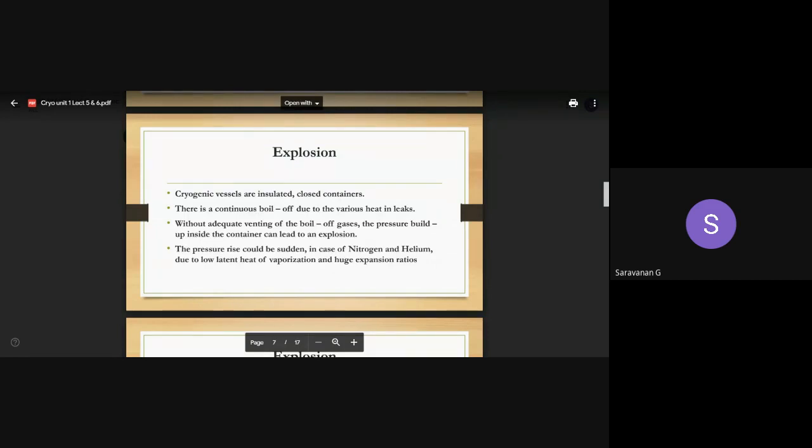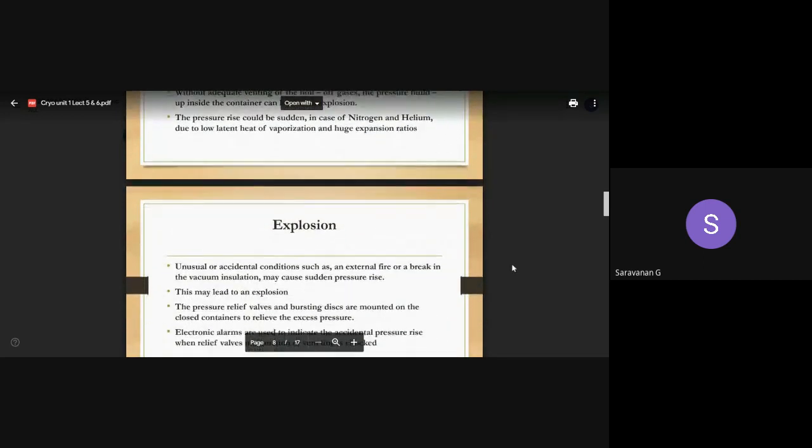The pressure can also rise suddenly, with the presence of nitrogen and helium. The reason is that these two cryogen gases have very low latent heat of vaporization, and they also have huge expansion ratios. With the gas to liquid expansion, there is a sudden rise in pressure. That also causes the hazard known as explosion. This is another type of hazard in these cryogenic vessels.